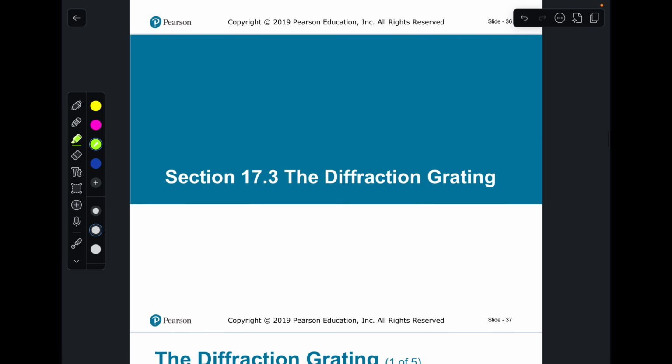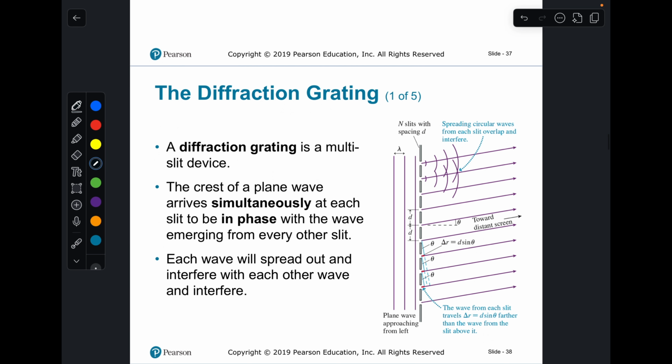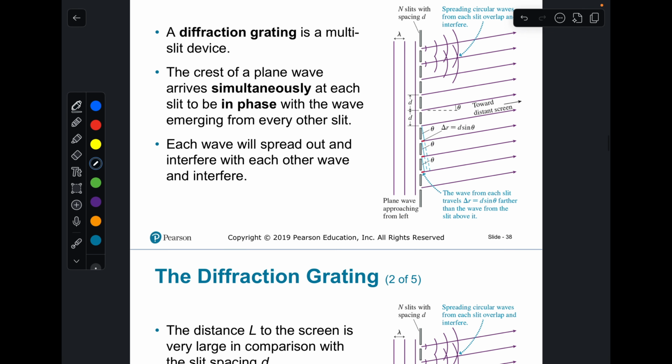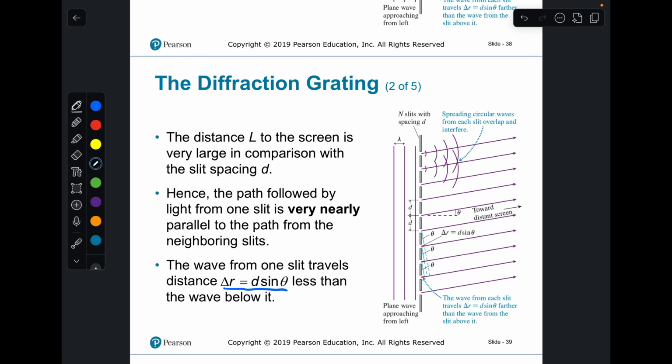So let's talk about the diffraction grating. A diffraction grating is essentially a multi-slit device. So instead of 2 slits, you have a whole bunch. So we have multiple slits, and so therefore we're going to have more than 2 sources of light interfering with one another. We're going to use the exact same geometry to determine the slit spacing, the wavelength of the light, and solve problems like we were just doing.